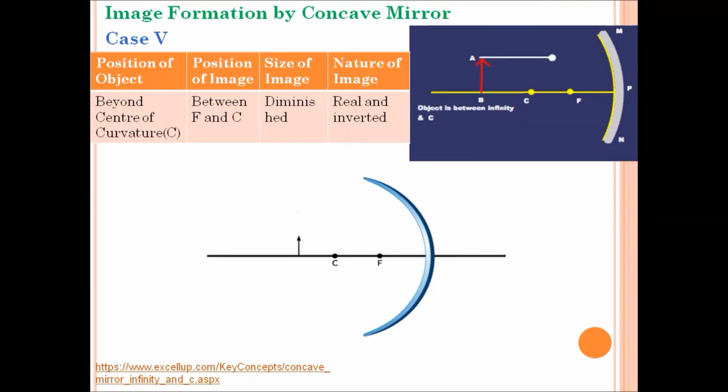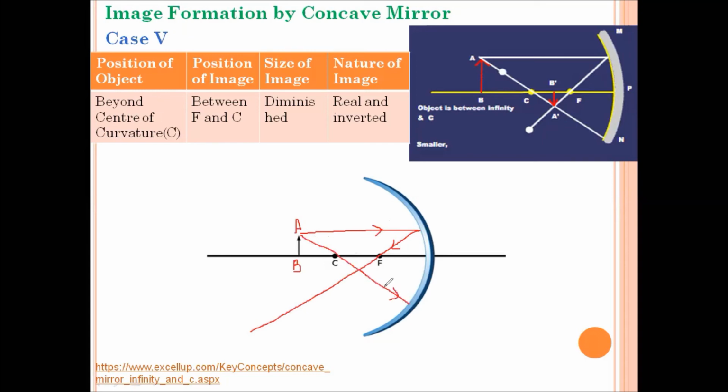Case number 5, when object is placed beyond center of curvature. We will use here rule number 1 and rule number 3. Rule number 1, the ray which falls parallel to the principal axis will pass through the focus after reflection from the mirror. And rule number 3, the ray which passes through the center of curvature will retrace its path. So we can see the image formed is here between F and C. So image formed in this case is represented by B dash and A dash.